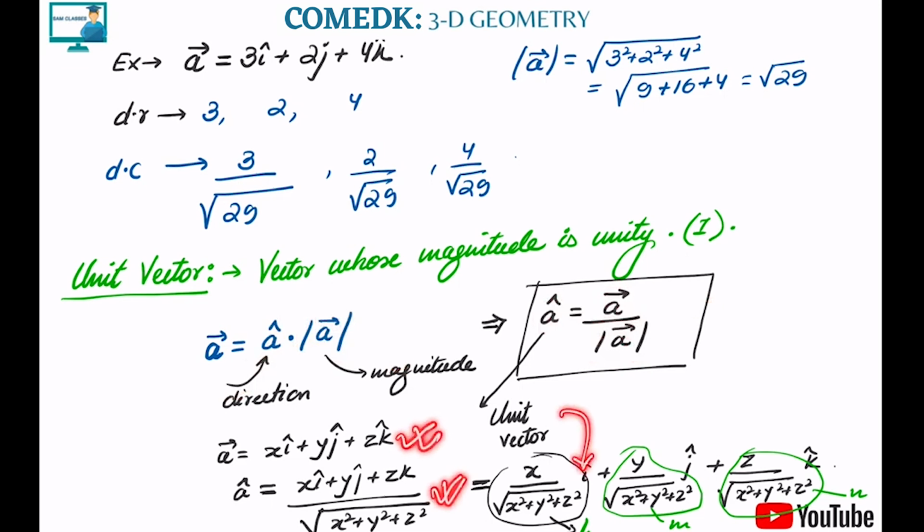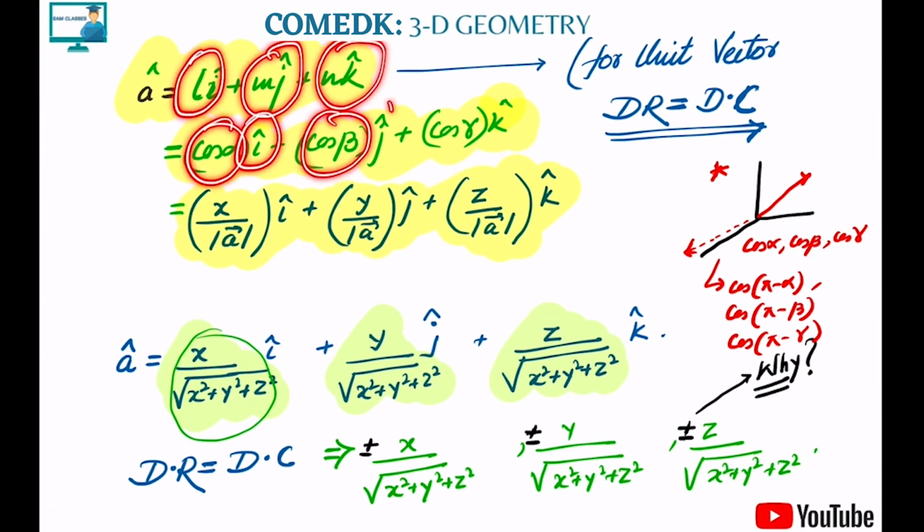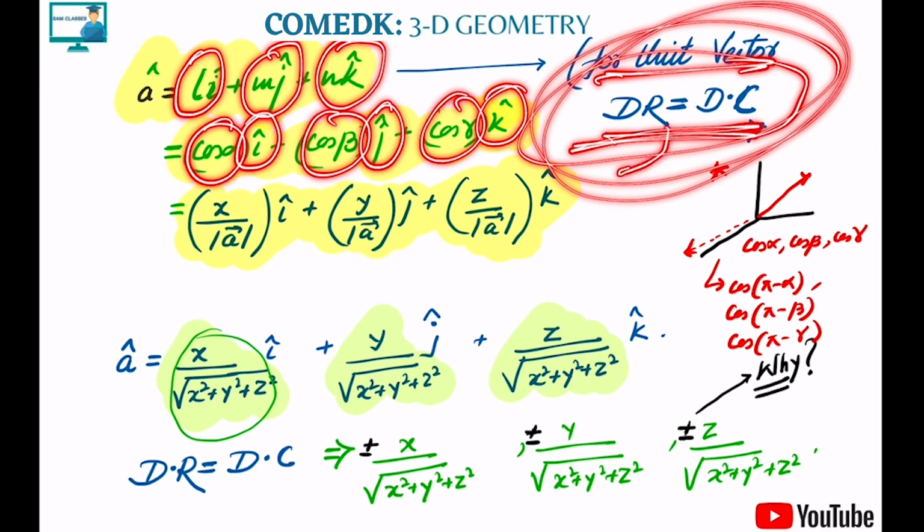Now for a unit vector, if you see, this is x by root under magnitude, means this is cos alpha, cos beta, cos gamma. These are direction cosines. So this is l i cap, m j cap, n k cap, or you can write cos alpha i cap, cos beta j cap, cos gamma k cap. So for a unit vector, DC and DR are the same. Mug it up. For a unit vector, DC and DR are the same thing. Nothing is different.